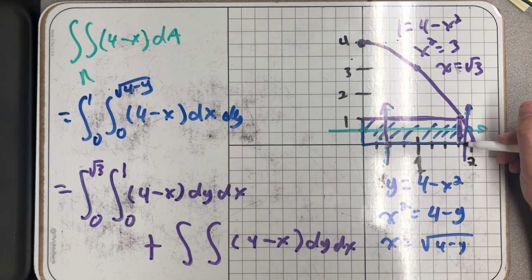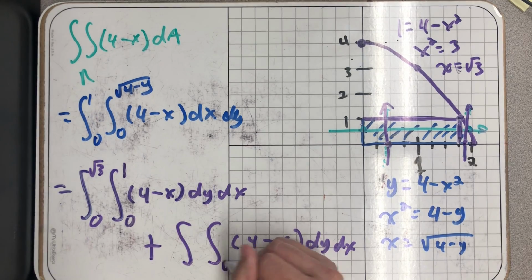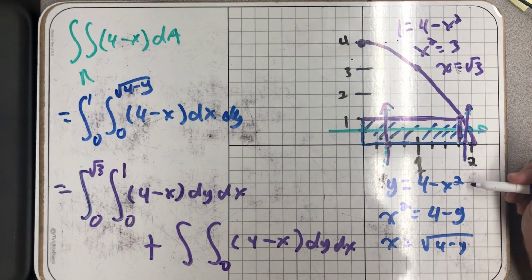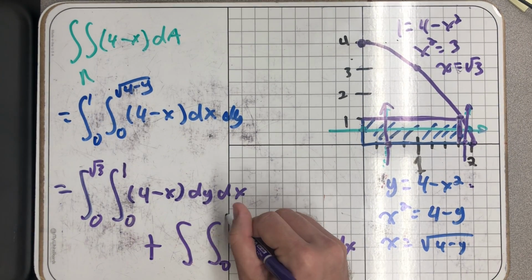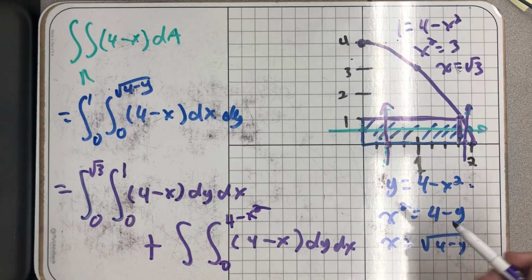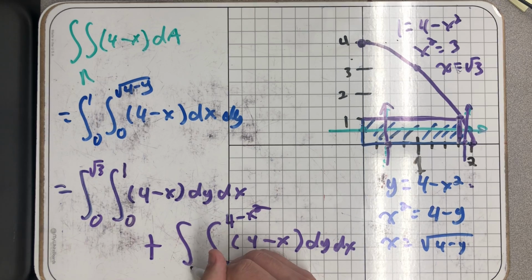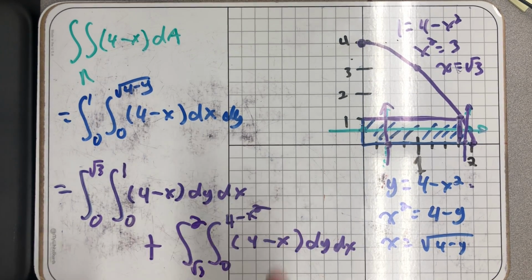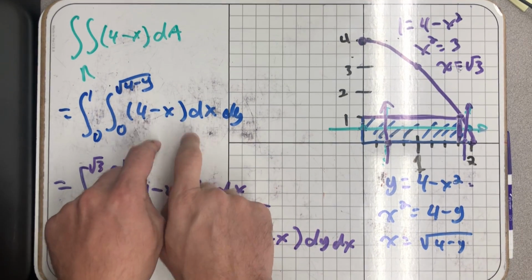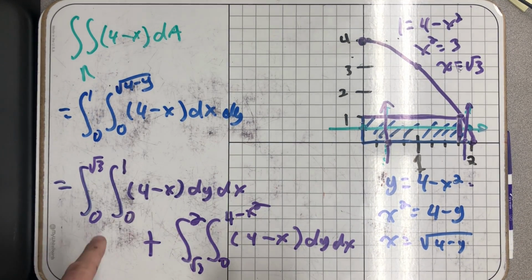Over here, I enter the region at 0 and exit at my parabola, y equals 4 minus x squared. And then I would be starting at root 3 and ending at 2. There are my two different setups for this problem. If I met this problem in the wild, I assuredly would probably go with this, though I should be able to evaluate this.